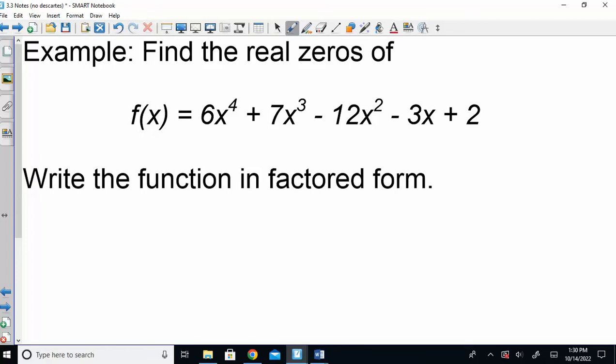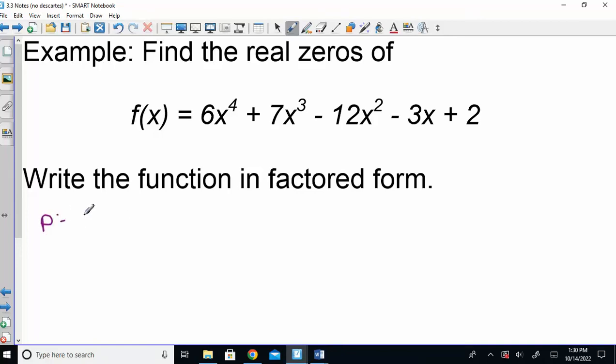Okay, so let's do one more. This one's going to be slightly different. So I'm asking for the real zeros. Do you recognize how this one's different than the others we've been doing? It has an extra x. Yeah, it's next to the fourth. So we should get how many zeros? 4. Okay.